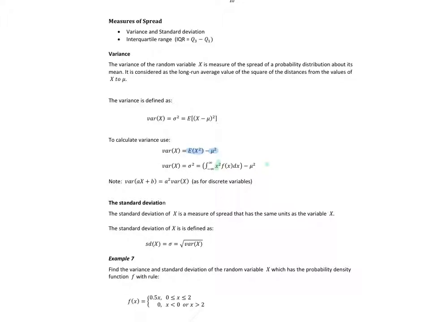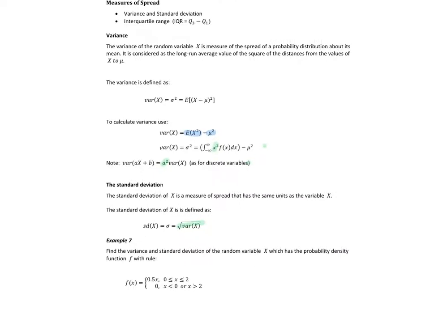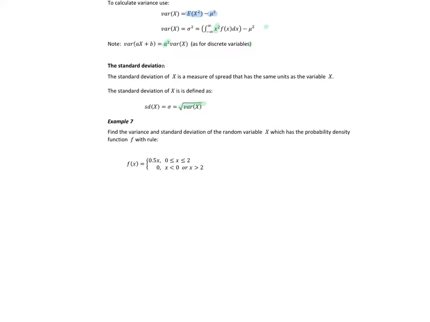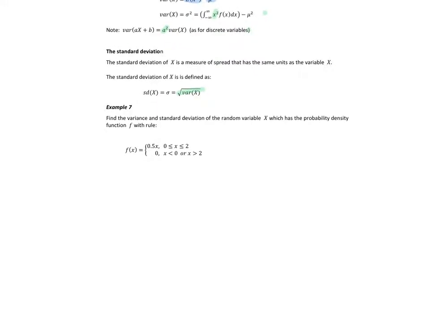The little relationship of variance of ax plus b is the same as a squared times the variance of x, the same as a discrete distribution. My standard deviation is the square root of the variance, which is the same as my discrete distributions. So really, it's only the working out that is a little bit different. All right, so let's have a look.